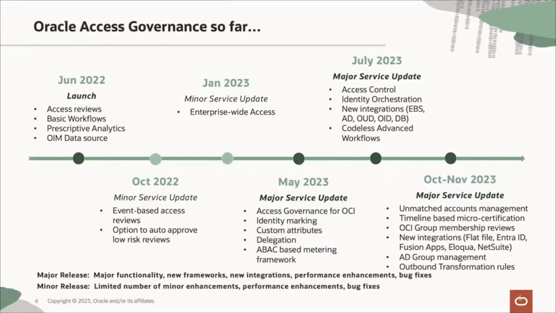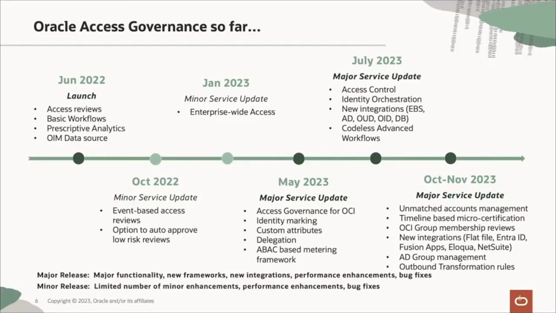The most recent update was in October, November, where we added features to improve access control around unmatched accounts, so that you can manage orphan accounts and rogue accounts in various systems. We added new timeline-based micro certifications. On OCI, we added group membership reviews. There have been new integrations that Maria called out, and we'll see some of them today. We also added capabilities for Active Directory group management and a few more capabilities as part of today's session.